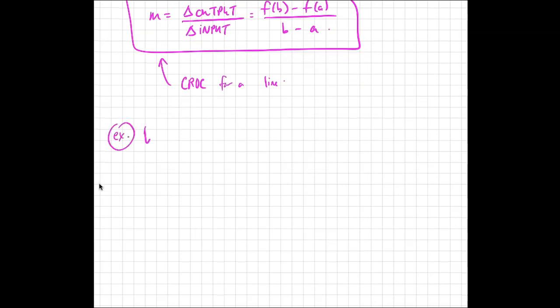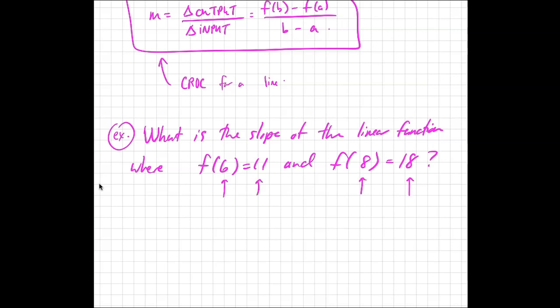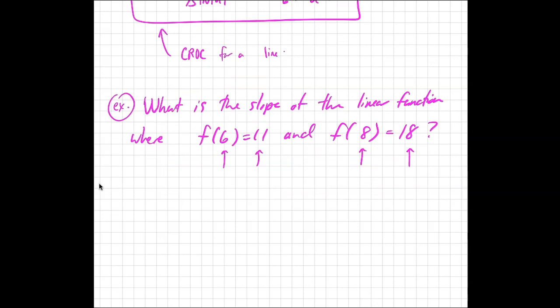We'd say, what is the slope of the line, or of the linear function where f of 6 equals 11 and f of 8 equals 18. Okay, so I know for a given input-output pair and a given input-output pair that the slope, or average rate of change between them, is going to be the slope of this line, because for a line the average rate of change is the constant rate of change.